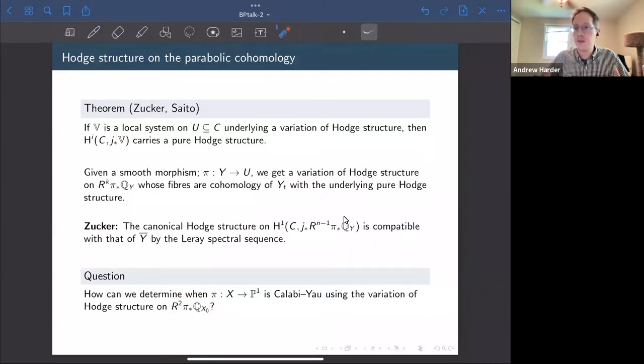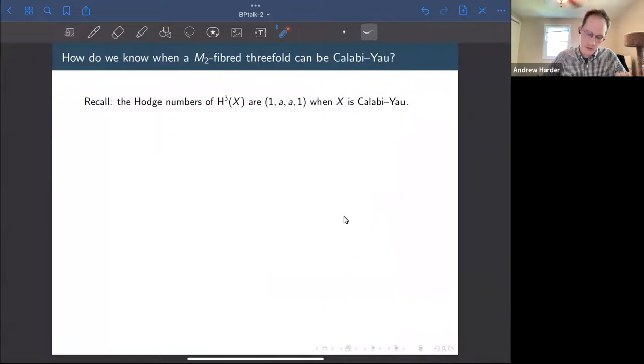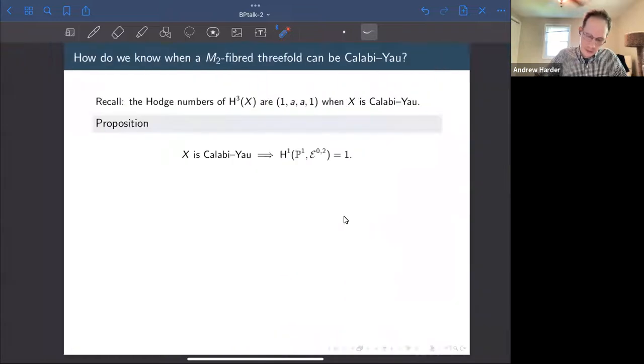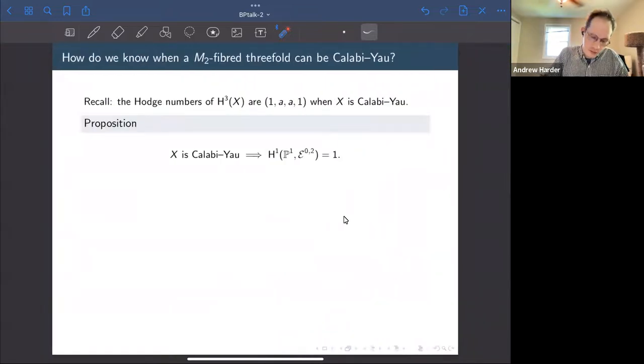So can I use just data about the smooth fibers of this variation of Hodge structure to find out whether something's Calabi-Yau? And the answer, of course, I ask questions, the answer is yes, it's the following thing. So maybe I won't go into this. Maybe I'll just go through this pretty quickly.